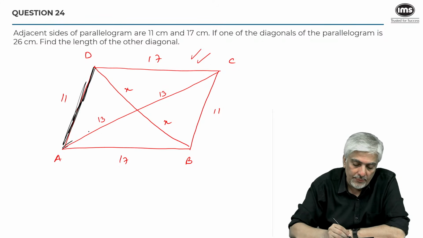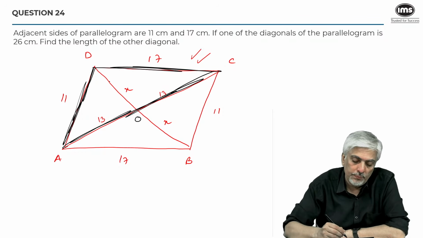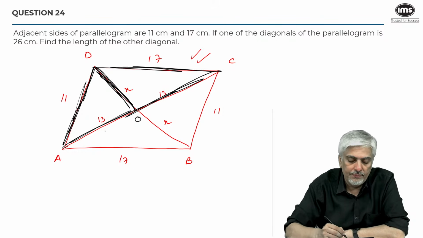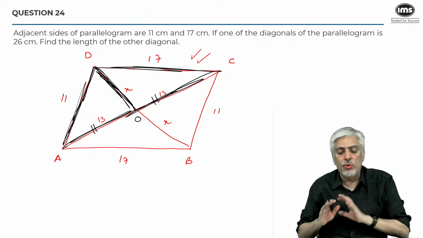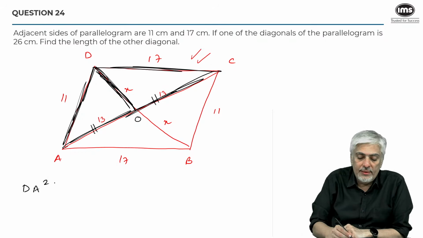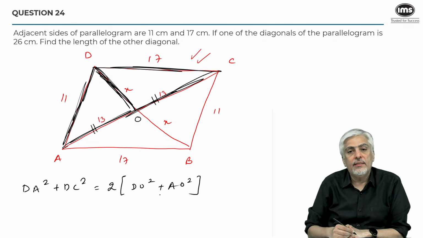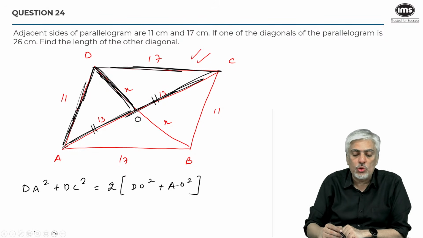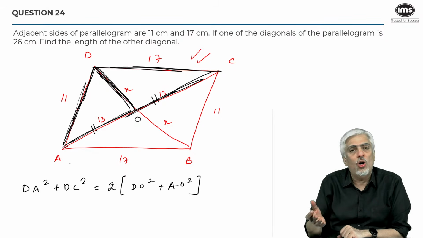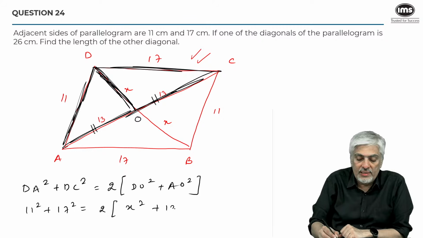Look at this triangle. DO becomes the median. Only look at the triangle. What do we know, the property? Apollonius's theorem. DA square plus DC square is 2 times DO square plus AO square. I'll repeat this. DA square plus DC square is 2 times DO square plus OA or CO, doesn't matter. They both are same. So this is 11 square plus 17 square is 2 times x square plus 13 square.